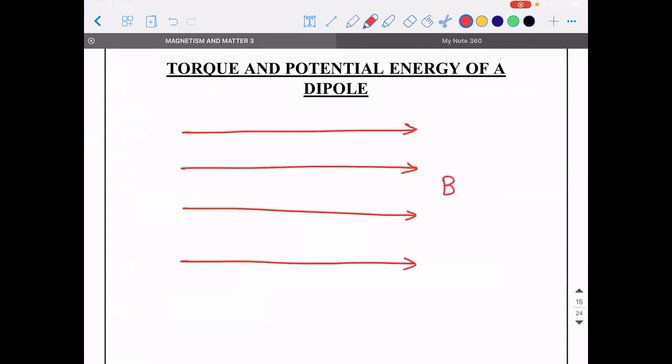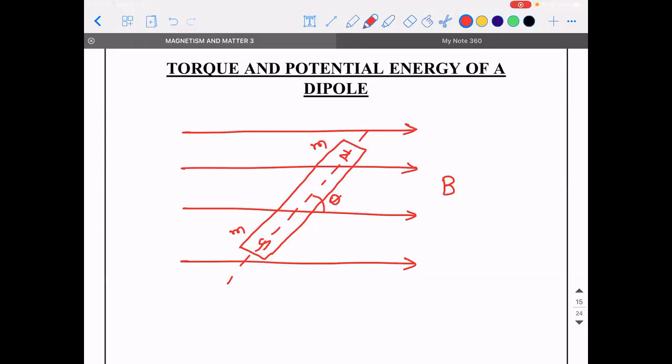Let's say there is a uniform magnetic field in which I have placed a bar magnet like this. Bar magnet's poles have pole strength. Let's say it has a pole strength m here. It also has a pole strength m here. And this is going to be the axis of the particular magnetic dipole.